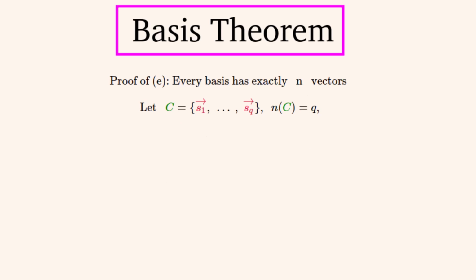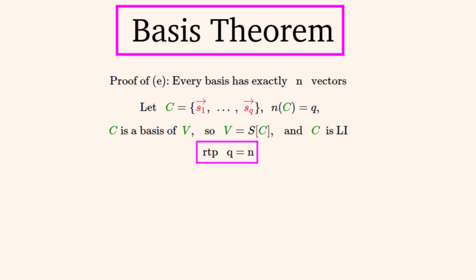Now to prove part E, the last part of the proof, and the part that we're leading up to, which says that every basis of a vector space will have the same number of vectors, which is set to be n here. So we'll set C to be this set of vectors and to have q vectors. We'll set it to be a basis of V so that it will span V and be linearly independent. So to prove part E, we only need to show that these two variables are equal. We can use the other parts of the proof.